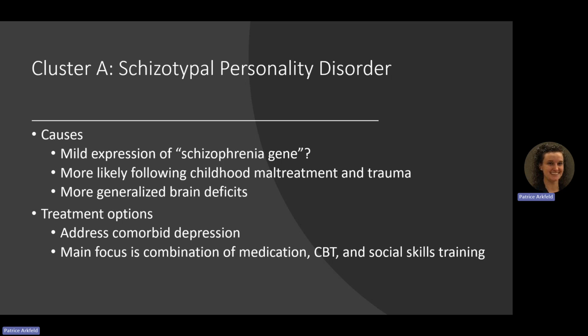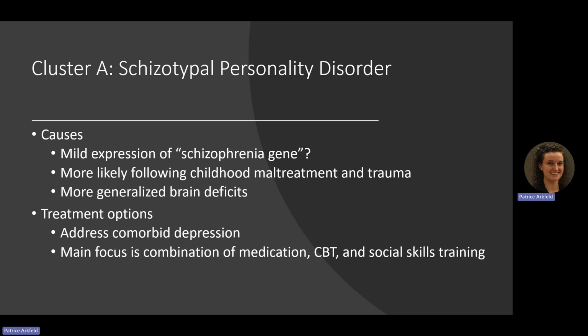With schizotypal personality disorder, the causes of this diagnosis are thought to be partially related to biology, because of that connection to schizophrenia. Because people think that schizotypal personality disorder may be a more mild form of schizophrenia, they believe that this diagnosis is an expression of what they call the schizophrenia gene, or this common trait that people have that puts them at risk for schizophrenia.